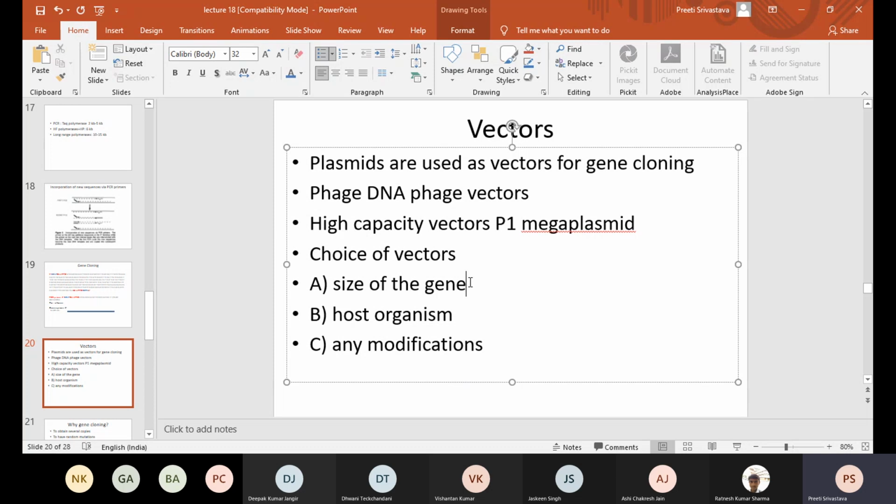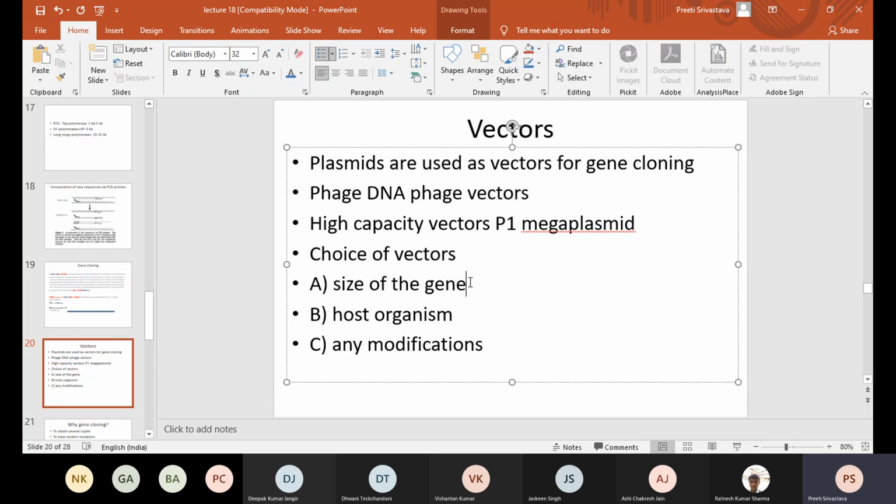When the length is up to 100 kb, then you are not going to use plasmids as vectors. Again, different types of vectors are used, and the vectors which can carry such large inserts, for example up to 100 kb or up to 80 kb, are called high capacity vectors, because you can clone really large fragments of DNA, right?